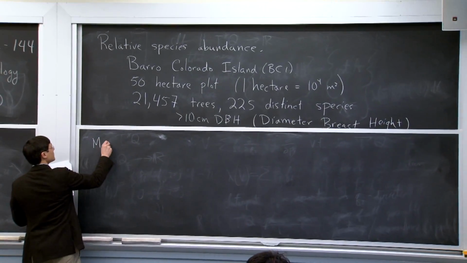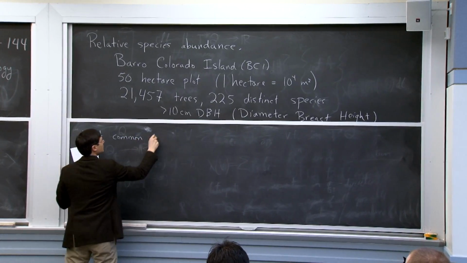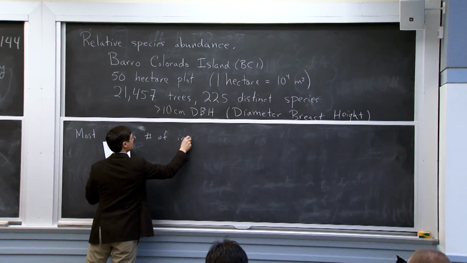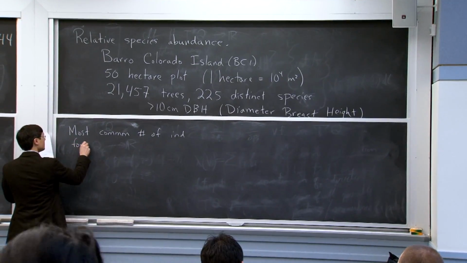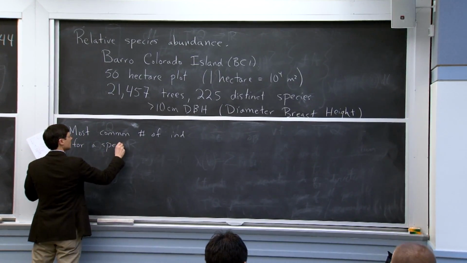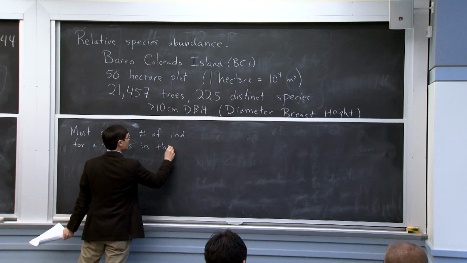Okay, most common, most frequent, right? Number of individuals for a species to have, for a species in this data set. Okay.